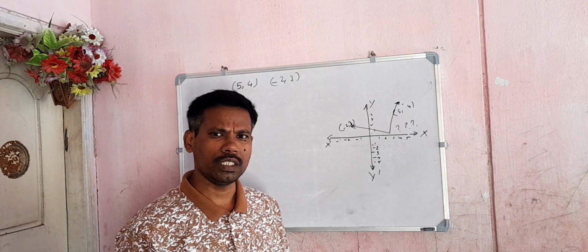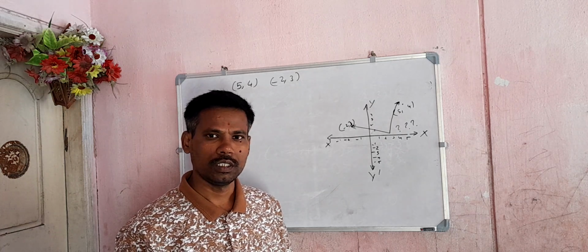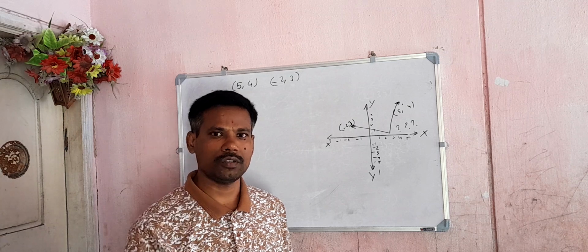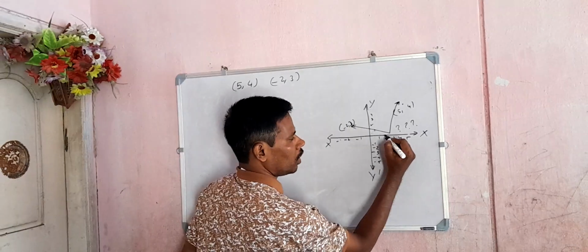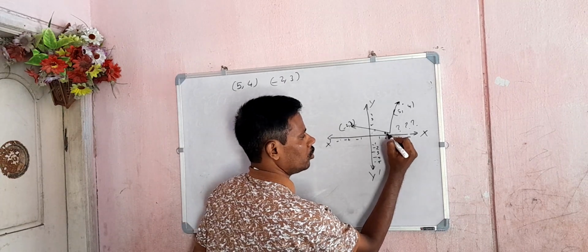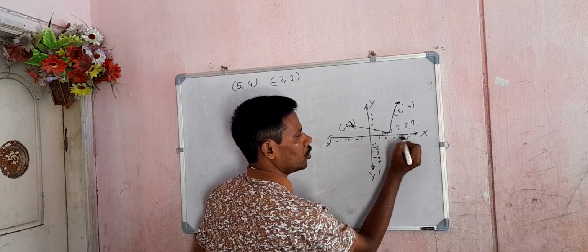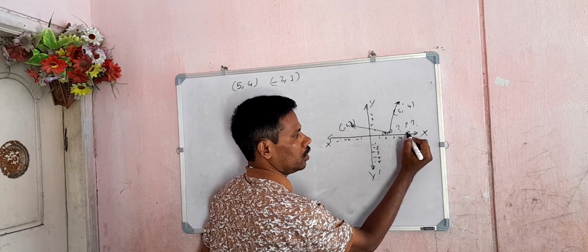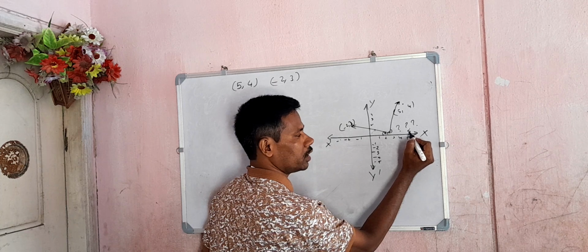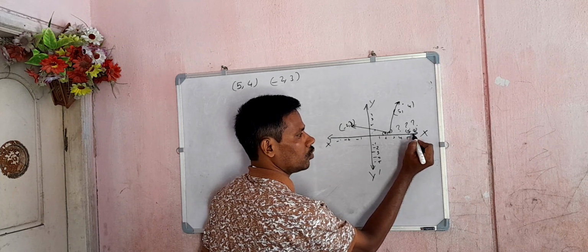coordinate of y will be 0. Is it clear? On x-axis, y coordinate is always 0. What is the meaning of that? Suppose here I want to mark a point here. Here how will you do? (x, 0). Here, suppose I want to mark a point here. X coordinate is 5, y coordinate is 0.